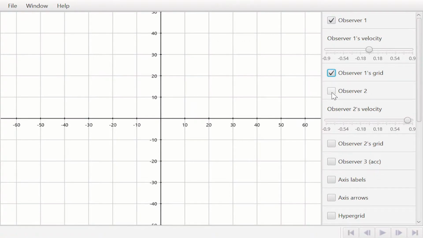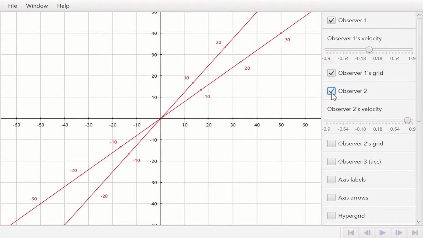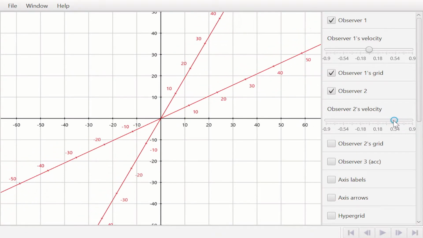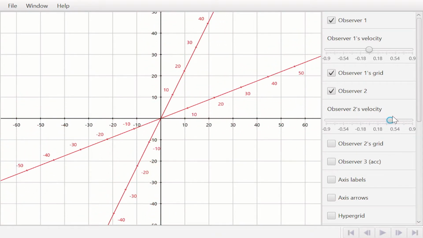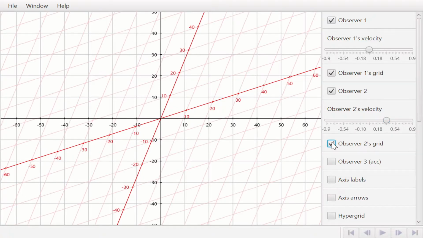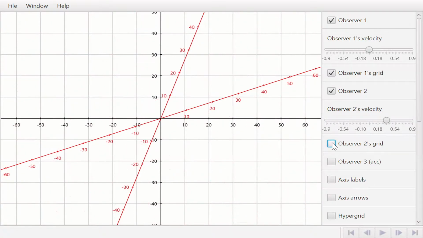We can add a second observer moving at a different velocity. And through the user interface, I can control that velocity, make it whatever I want, negative or positive. I can have the grid for that second observer or second inertial frame.